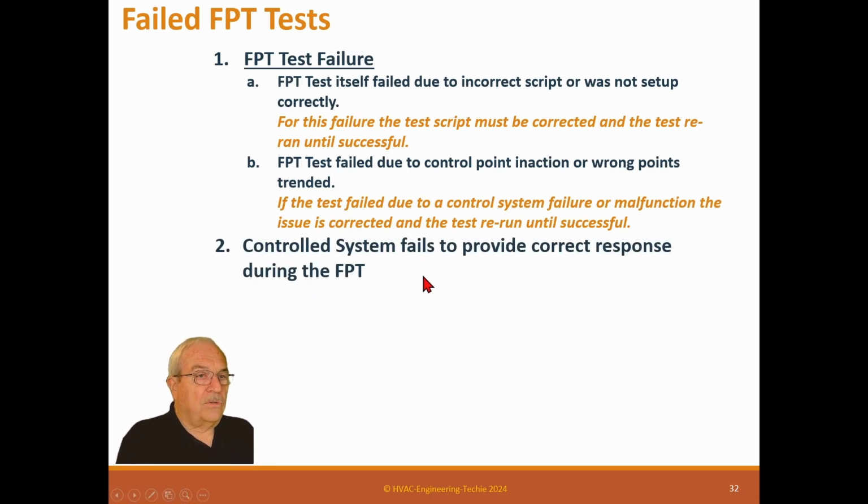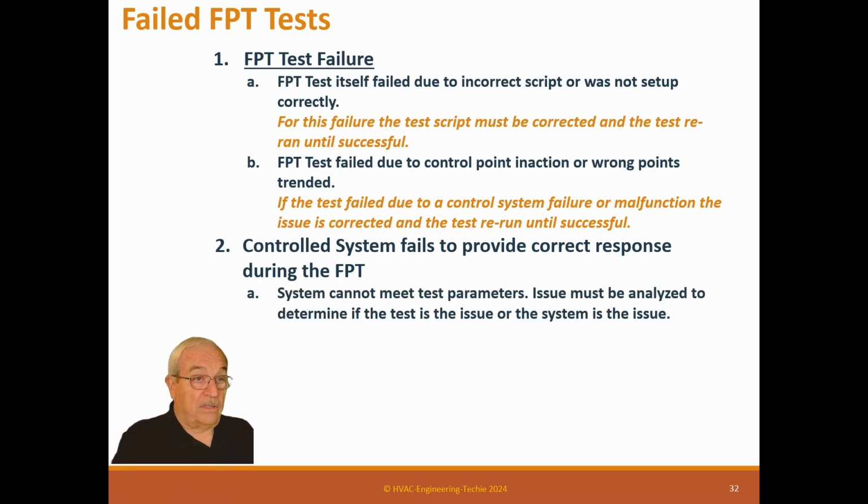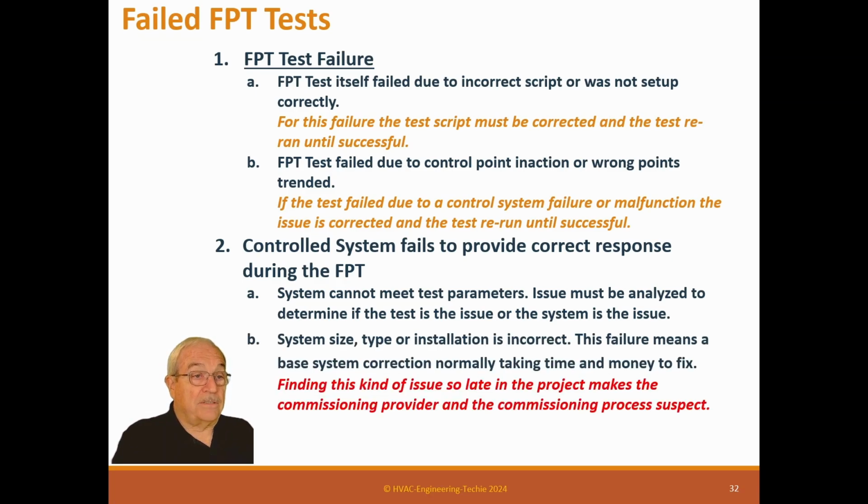Okay, the controller system fails to provide the correct response during the functional test, so it just doesn't work. The system cannot meet the test parameters. The issue must be analyzed to determine if the test is the issue or the system is the issue. If the system is the issue, then you've got to go into an issue log and try to figure out what's wrong with it, and it has to be corrected. It may just be a programming change, maybe something else.